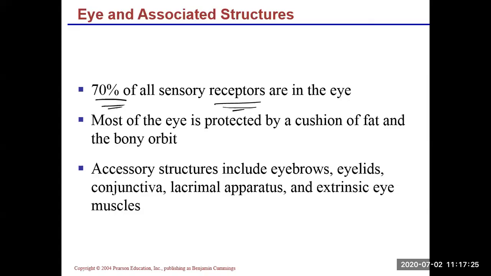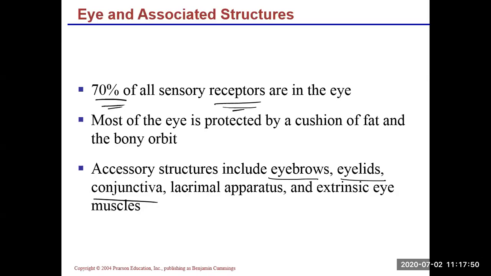information from the outside environment. Okay, there are a lot of accessory structures. These accessory structures help out. These include the eyebrows, for example, that can provide some kind of shade, and eyelids that can distribute the fluid so your eyes don't get dry, and also protect your eyes against pollution, dust particles, things in that nature.